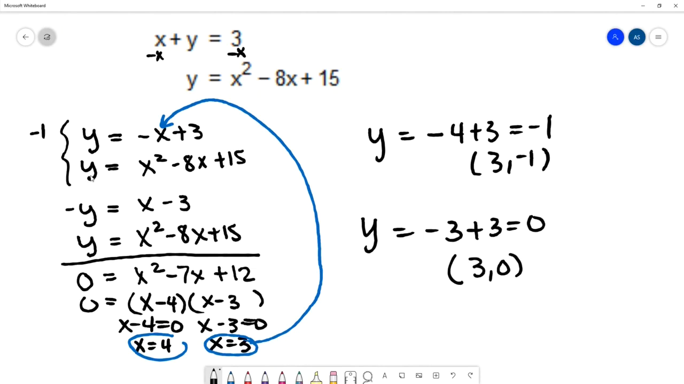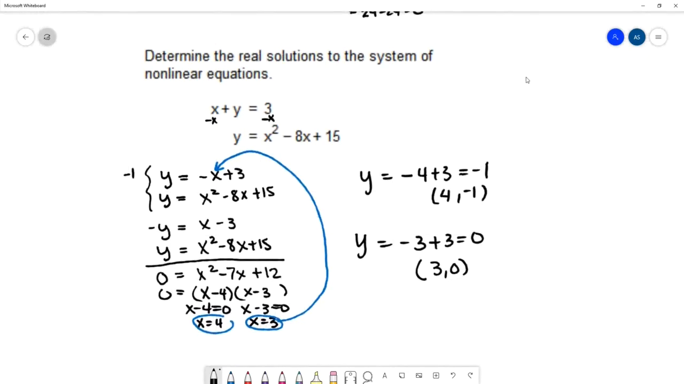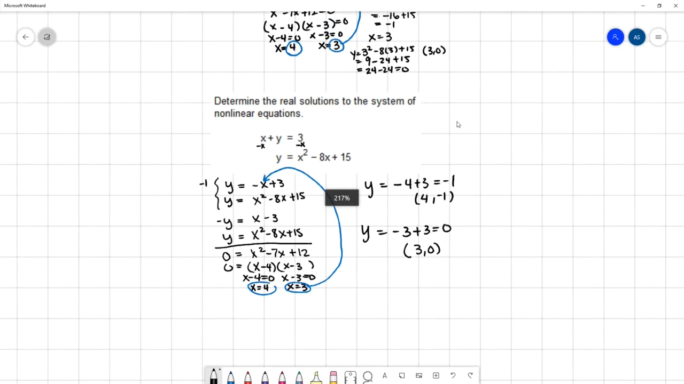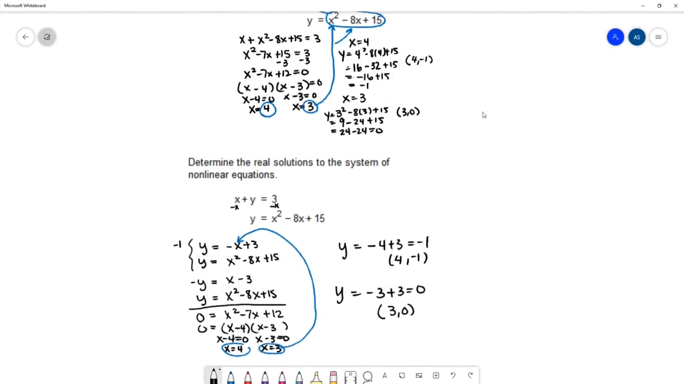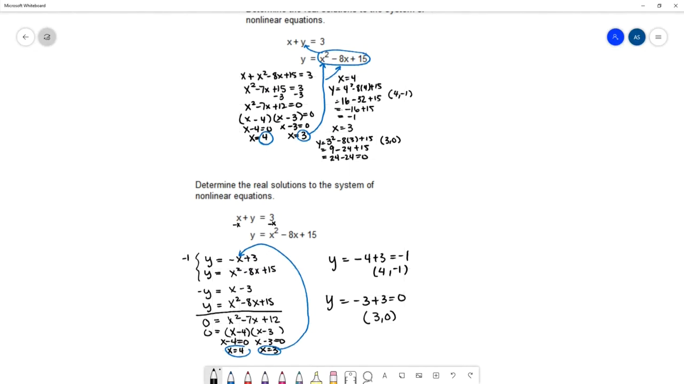So same, this x was a 4. So we have solutions of (4, negative 1) and (3, 0). Same solutions that we got using the substitution method. So you can see both methods work, and we got the same solution.